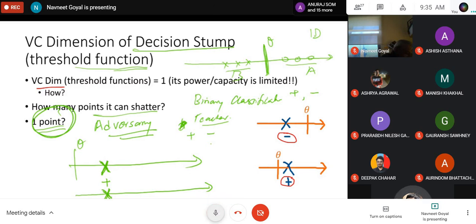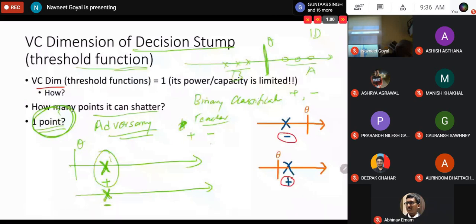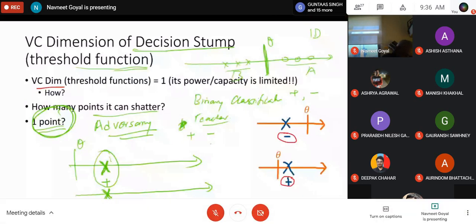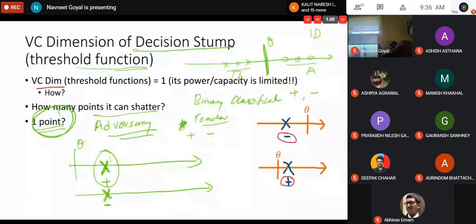Sir, could you repeat the question? The question is that suppose the teacher assigns the student a positive grade, right? So this particular student, and this is the grade. So where should I put theta? To the left of this point or to the right? So you said to the left, right? Because that is my criteria.